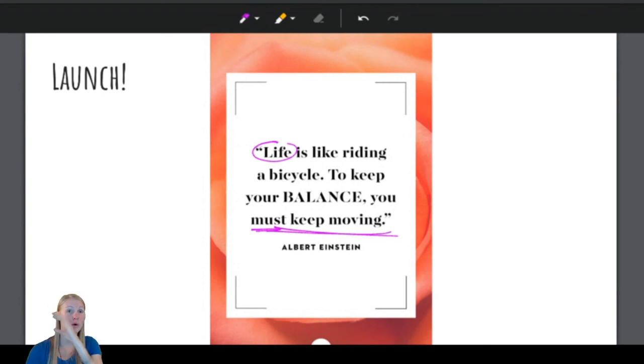So, don't worry about the future. Don't worry about the past. Keep moving. Take the next thing that comes at you, and life will become a little bit better for you. So, that is my launch for you today. Take it with you as you go throughout your day.